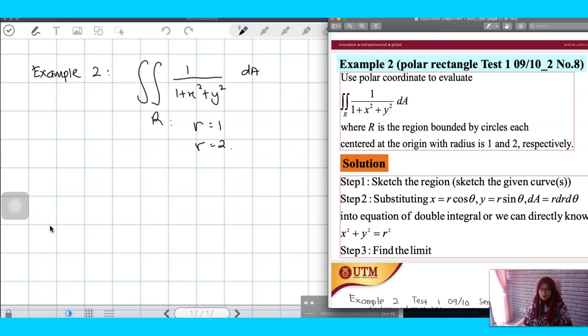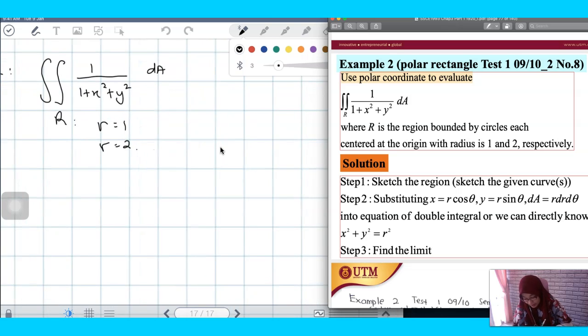Okay, now look at example 2 for the polar coordinate system. You are given, so this one is a test in 2009, 2010. You are given an expression, and they mention that use polar, so you have to use polar. Where R is a region, where that region is bounded by the circles of r equal to 1 and r equal to 2.